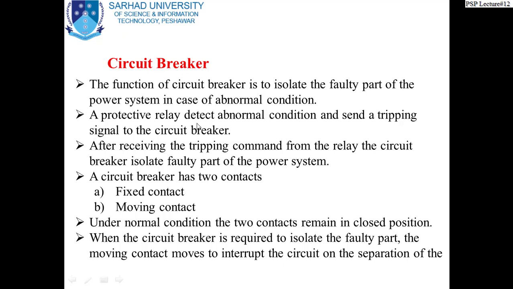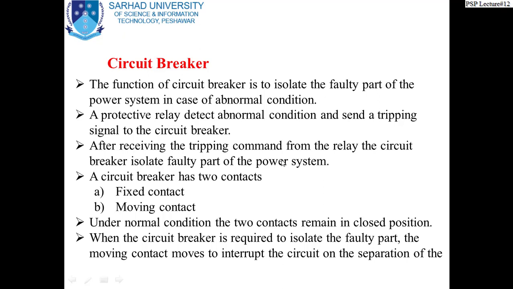Now the second point in this is a protective relay detects abnormal condition and sends a trip signal to the circuit breaker. After receiving the tripping command from the relay, the circuit breaker isolates the faulty part of the power system. So this is the main function of the circuit breaker, right?